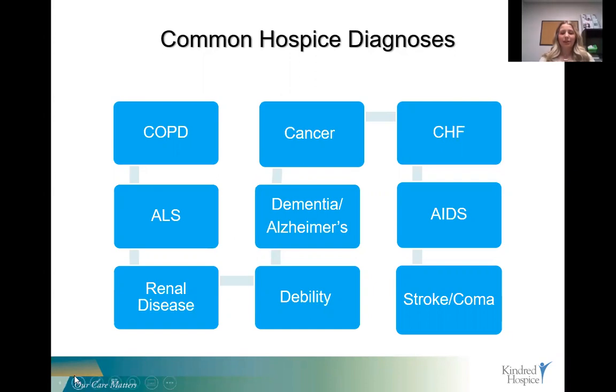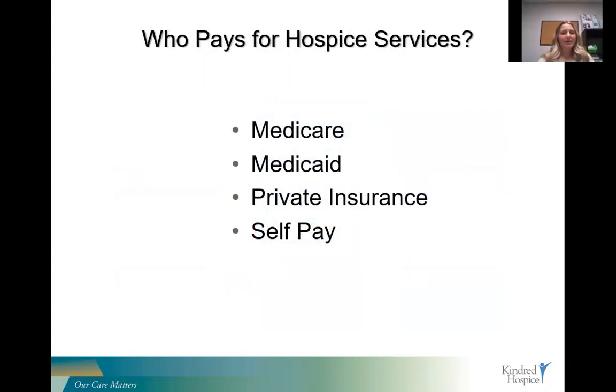All right, my next slide, who pays for hospice services? A lot of people that are receiving the services have Medicare, and that is typically the primary source of coverage of hospice services. Now, with that being said, Medicaid can also pay for the services as well as private insurances. All hospices across the board will accept Medicare and most accept Medicaid.